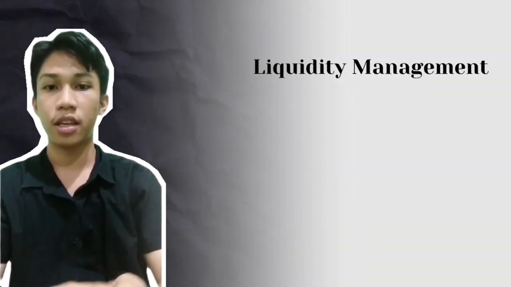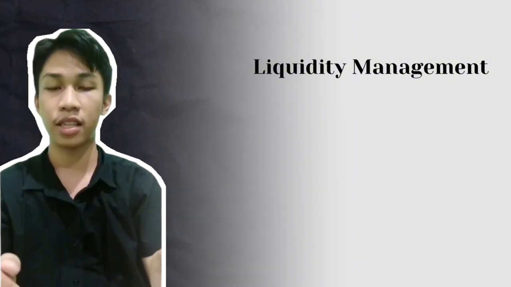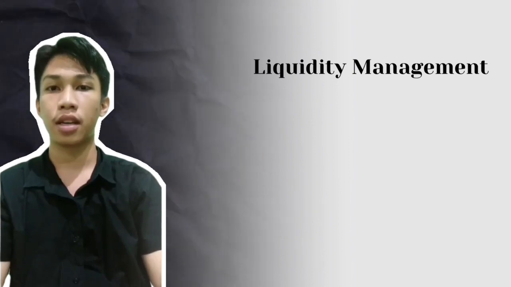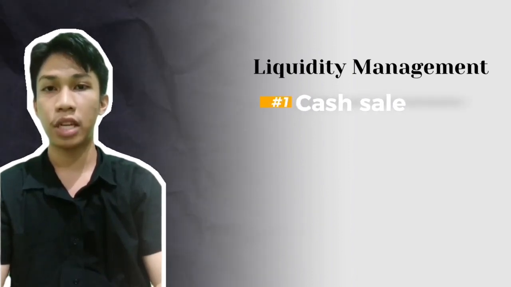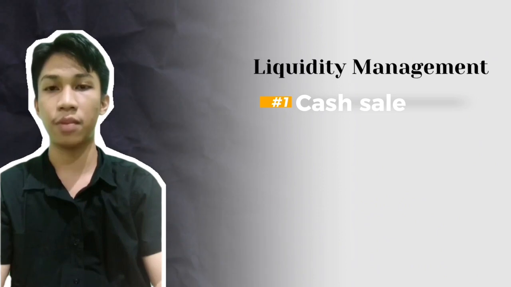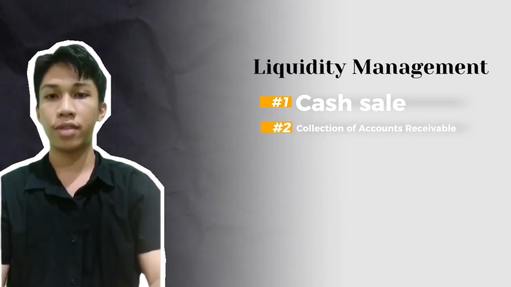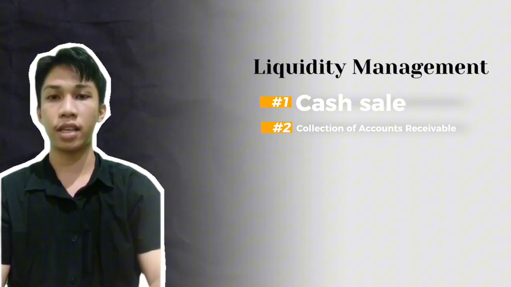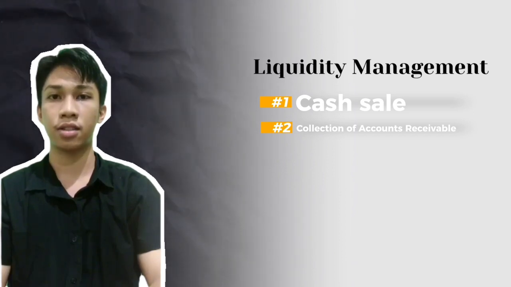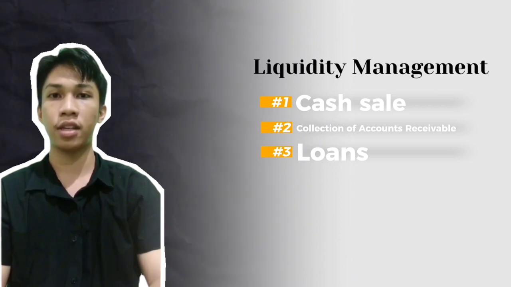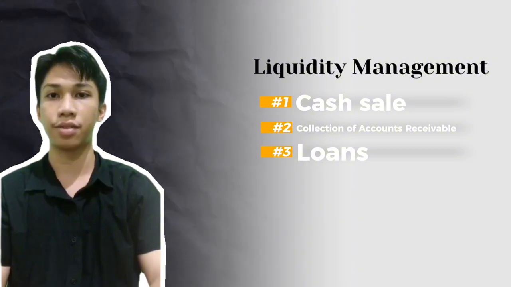Liquidity management is the process of ensuring that the company has enough cash on hand to meet its financial obligations. Cash sale. It's the most liquid asset and it's immediately available to cover its current obligations. Collection of accounts receivable. It involves collecting the payment from the customer for the goods or services that have already been delivered. Loans is a source of external financing that can be used to cover the short-term obligations.